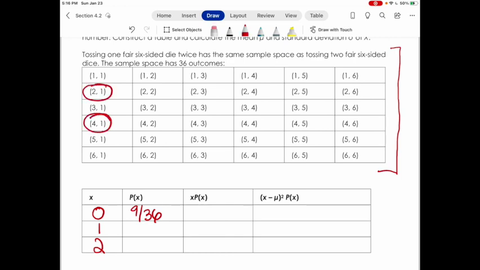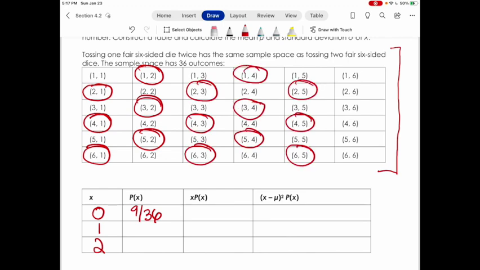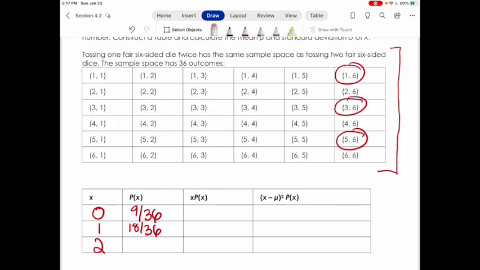Now let's look at the number of times where we would get one even number. That would be here, here, here. So I'm circling all the places where we would have just one even number. All right, now if we count those all up, that's 18 out of 36 possibilities.